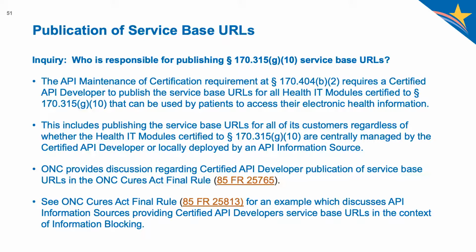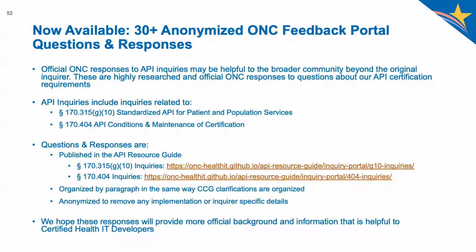ONC provides discussion regarding certified API developer publication of service base URLs in the ONC Cures Act final rule, and the ONC Cures Act final rule also provides an example which discusses API information sources providing certified API developers service base URLs in the context of information blocking. Next slide, please. And now I will pass to my colleague Keith to discuss the API resource guide.